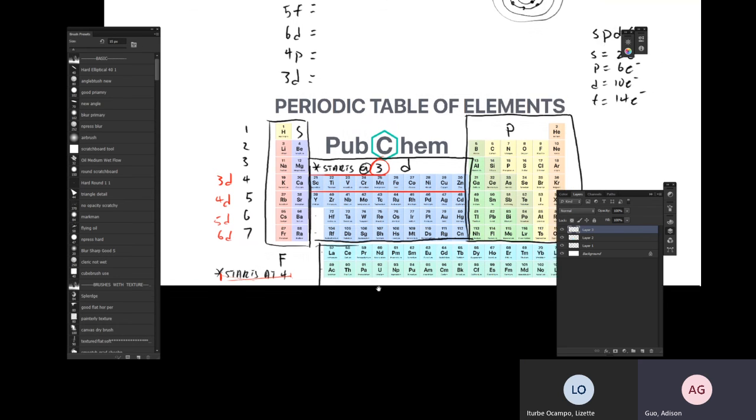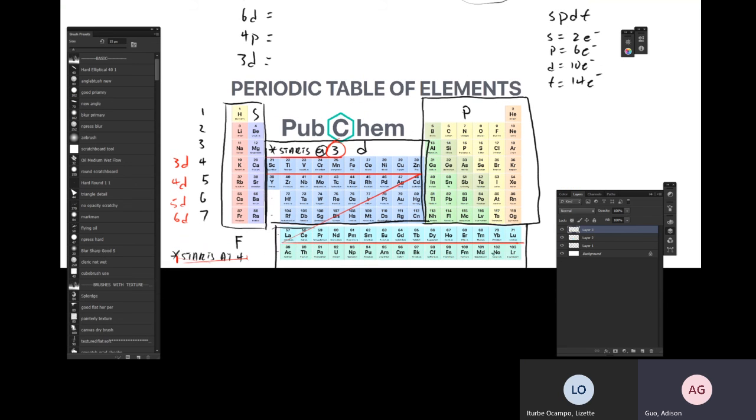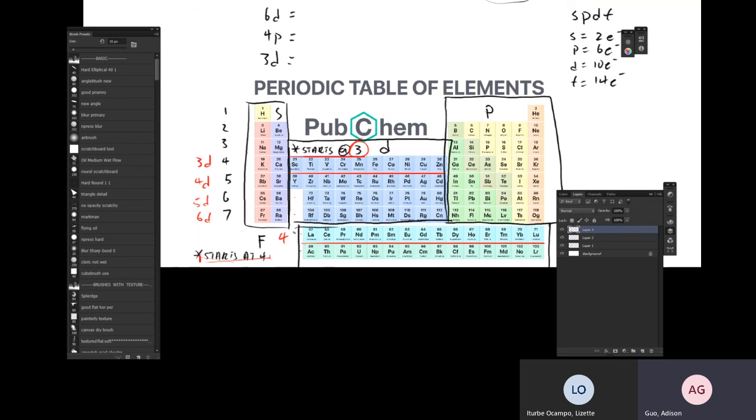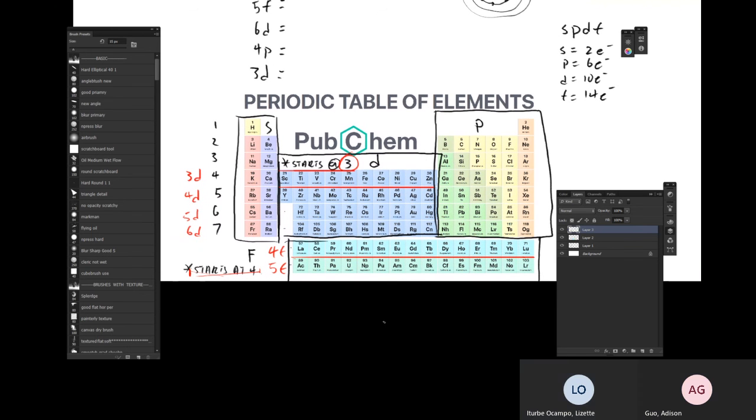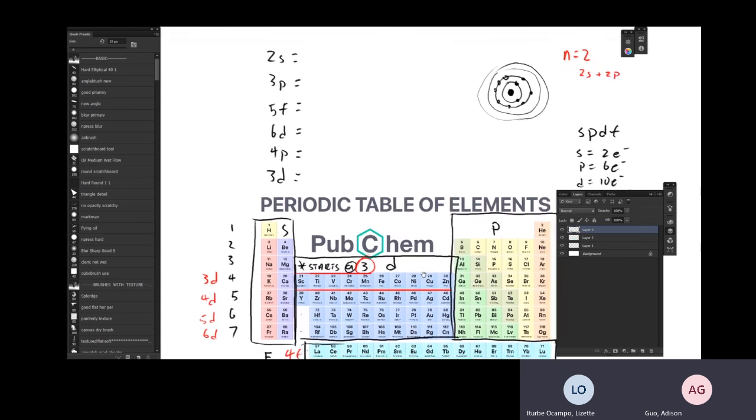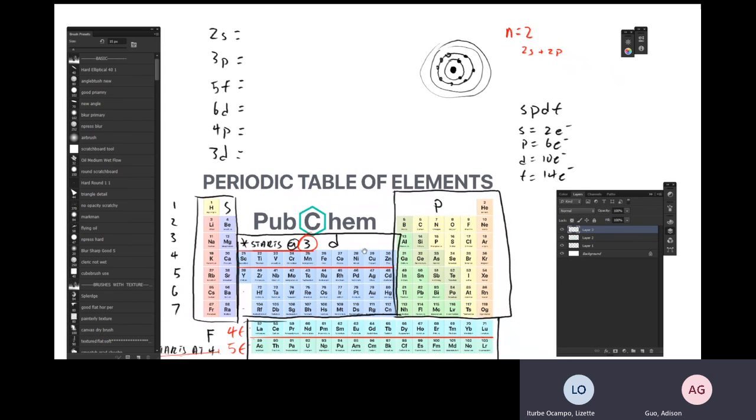Same thing also happens with the F. They start at 4. So this is going to be 4F and then 5F down here. You don't have to worry too much about the Fs. You will have to memorize them, but you won't see a lot of atoms or elements that have to go all the way to the F orbitals. So to answer your question, I'll let you try it.